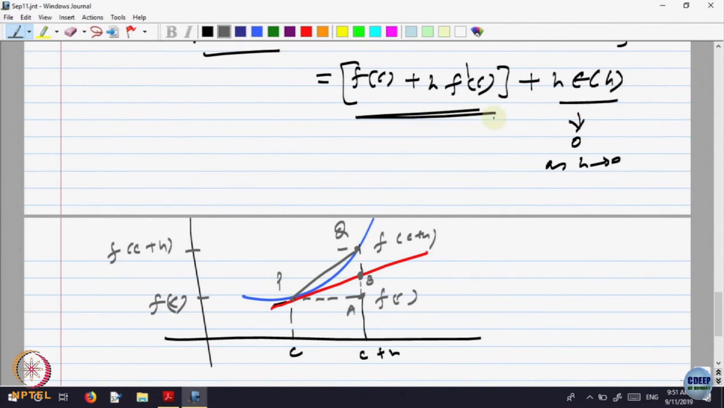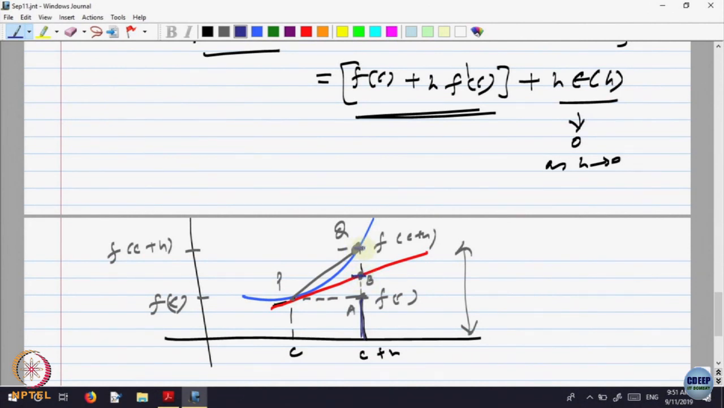So, let us interpret this equation now. What is this value? This is this height, that is f of C plus H. What is that equal to? F of C, this part is f of C, plus H times f dash. What is H times f dash geometrically? What is f dash? That is the slope of the tangent. So, what is H times f dash?